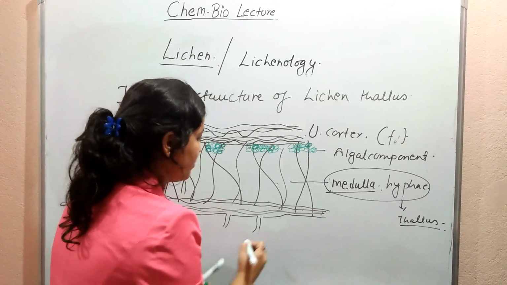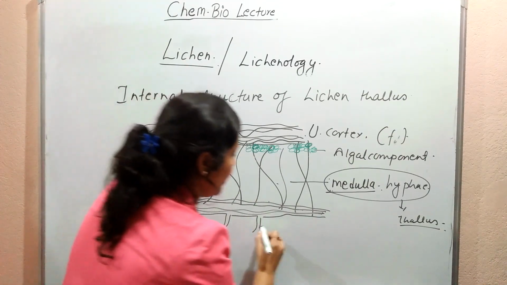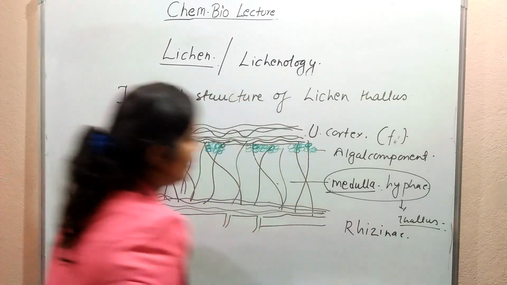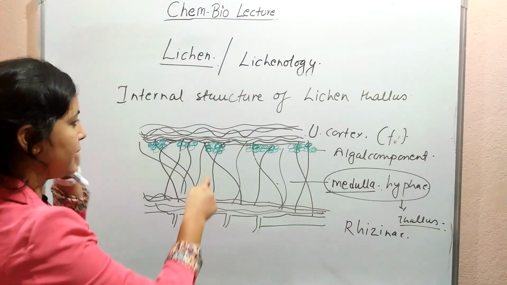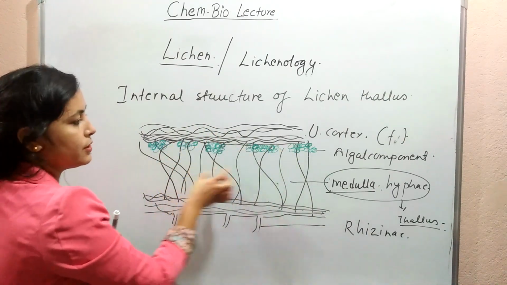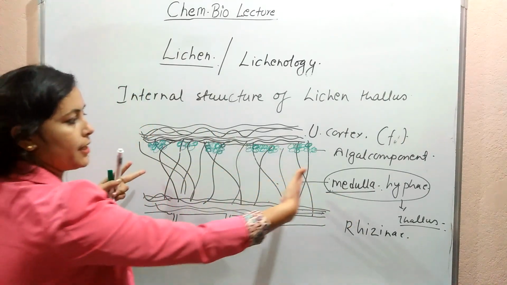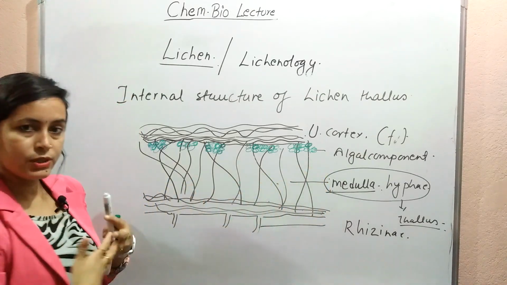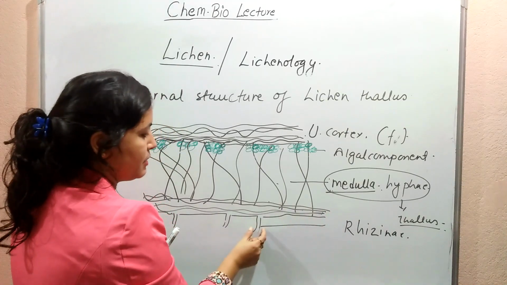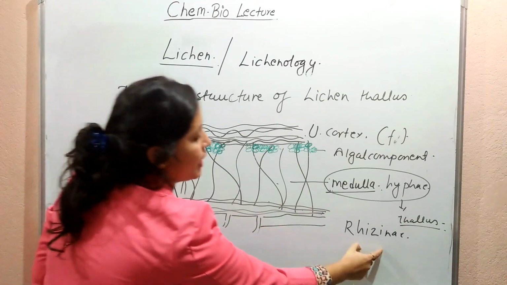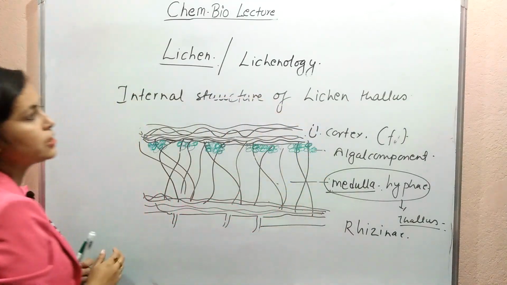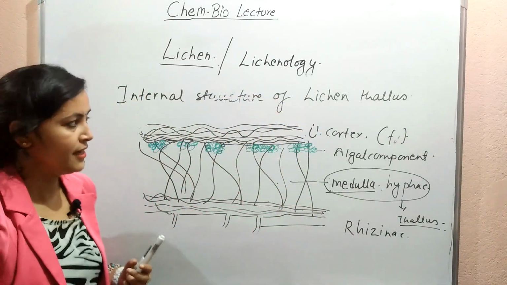Those are called what? Rhizinae. Okay, those are called rhizinae. So let's again see: upper cortex, algal component. Yes, and below this region is the medulla region, where the hyphae are what? Loosely interwoven. Below it lies the lower cortex, which might be attached to the surface with the help of what? Rhizinae. Okay, so this is the internal structure of the lichen thallus.